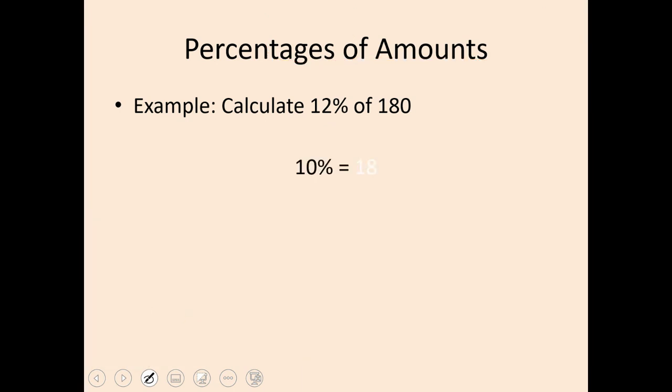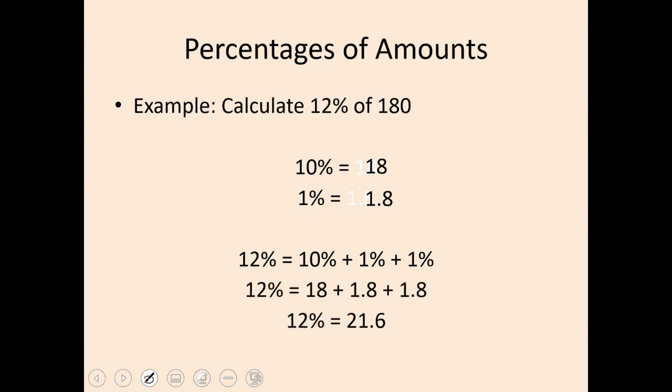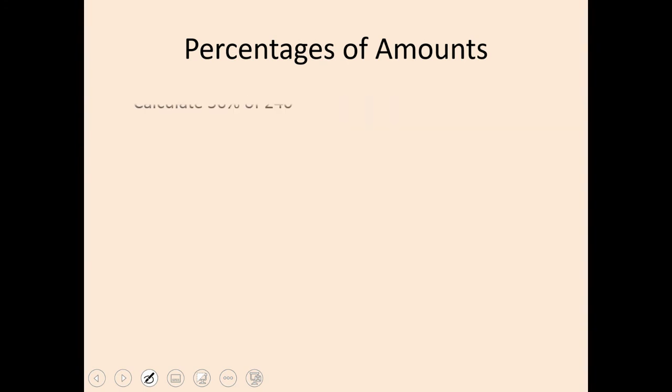So let's see how they've done it here. So you work out 10%, which is 18. Then you can work out 1% by dividing both sides by 10, okay? And 12% is equal to 10% plus 1% plus 1%. Add up the values together and that'll give you 21.6. How about this one here now? 56% of 240. I'm going to give you a hint. You need to use 50% plus 5% plus 1%. So have a go. Pause the video, then press play when you're ready to carry on.